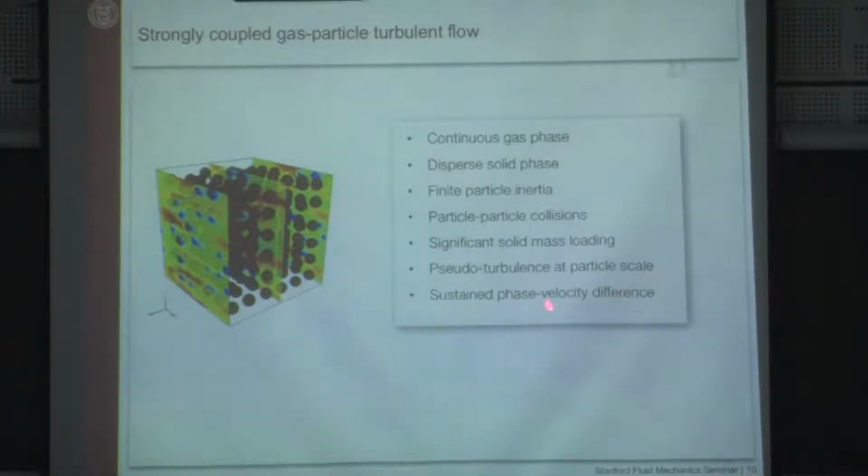We expect things to be non-trivial at the particle scales in the fluid phase as well. And we're going to be specifically interested in situations where there's going to be sustained slip between the phases. Okay, and in particular, gravity tends to help us do that. If you let particles fall under gravity, they tend to slip with respect to the surrounding gas.